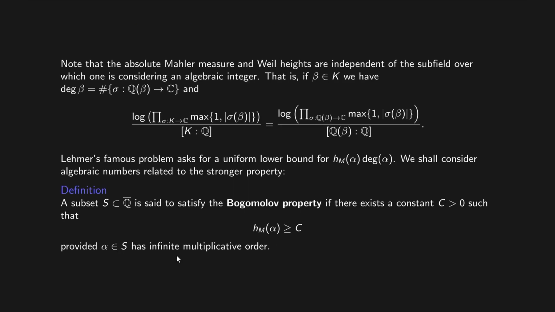And so now a good thing is that the absolute Mahler measure and the absolute Weil height will be independent of the field in which we are considering our algebraic number. And so now the question is how small this height can be. There is a famous Lehmer's conjecture which asks whether this number, the absolute Mahler measure multiplied by the degree of alpha, has some uniform bound from below.